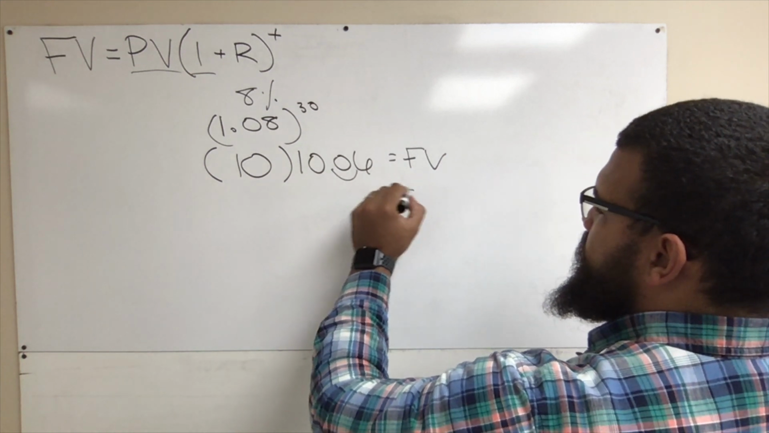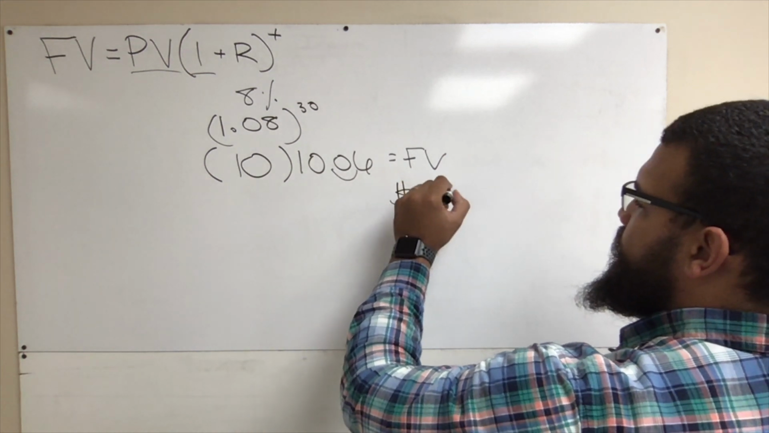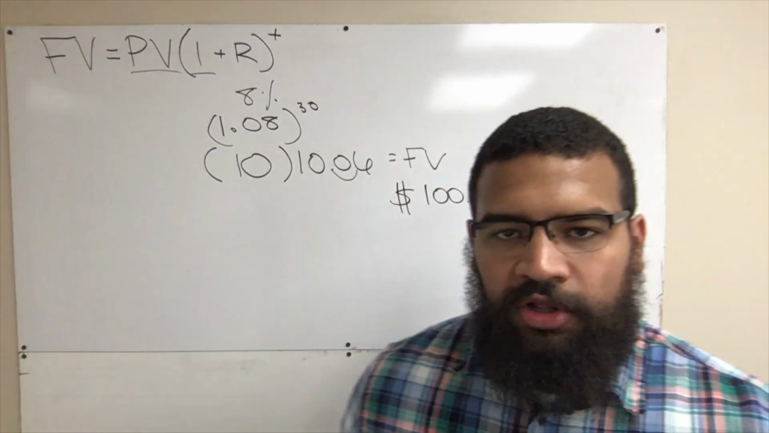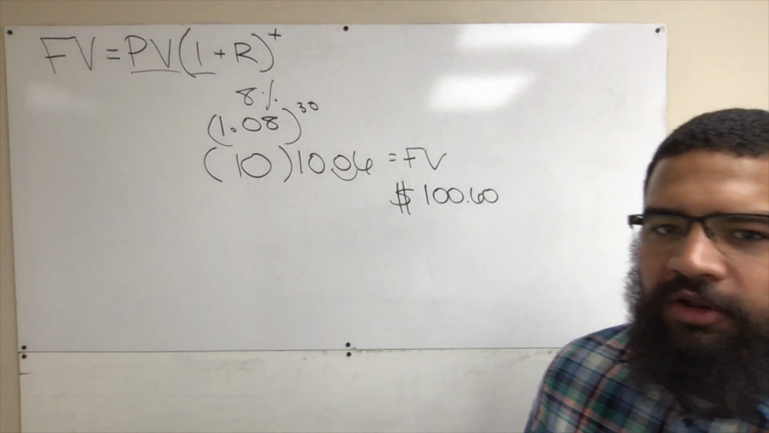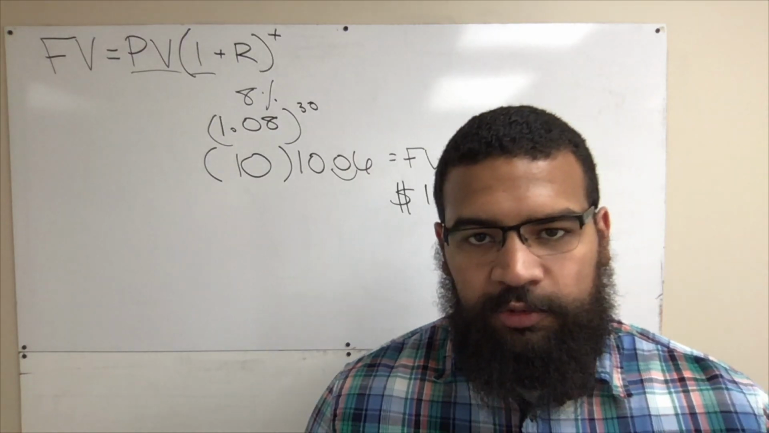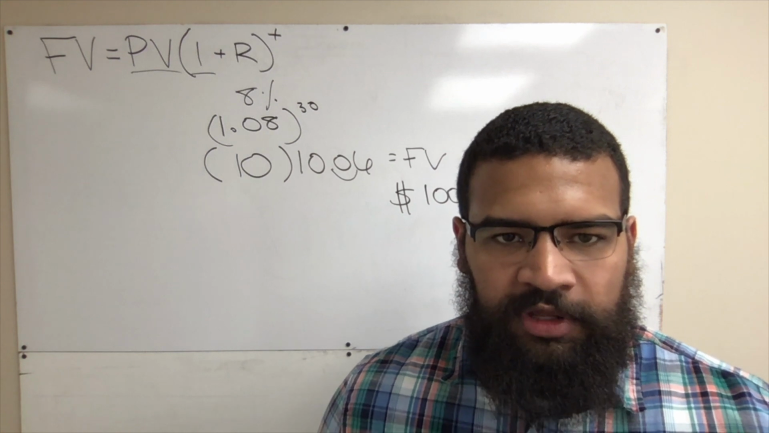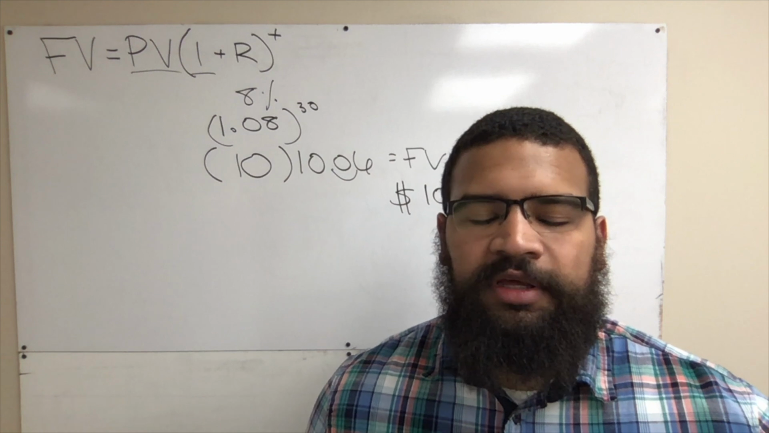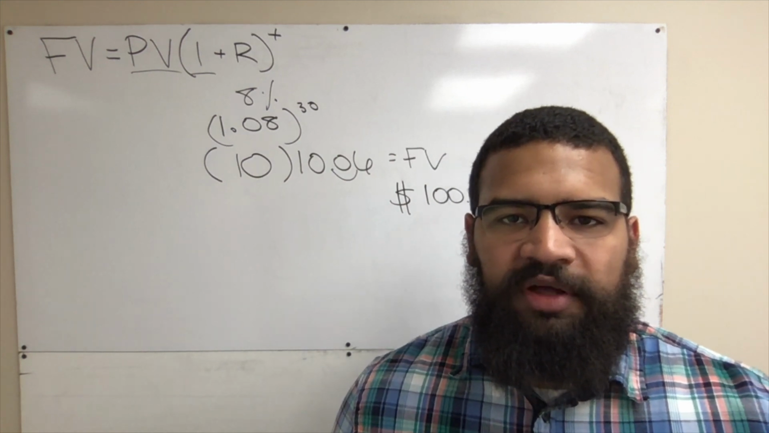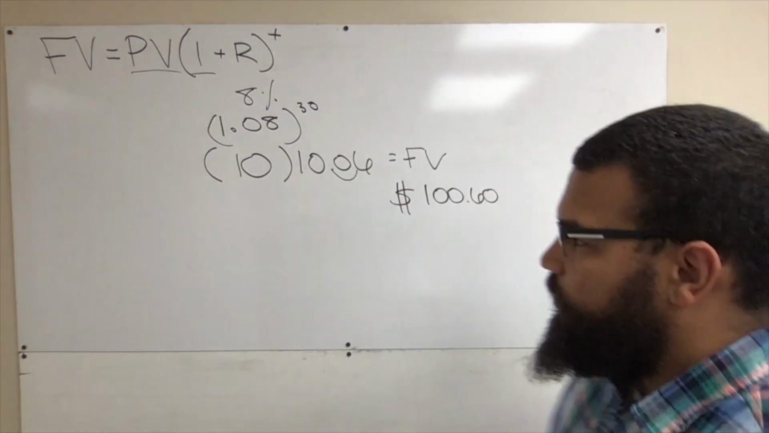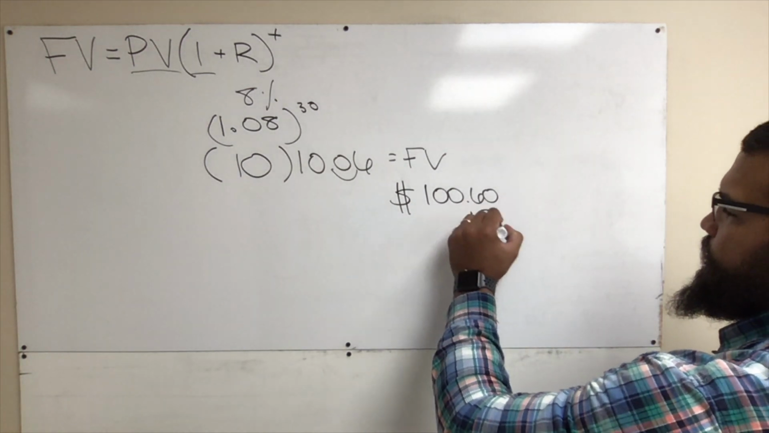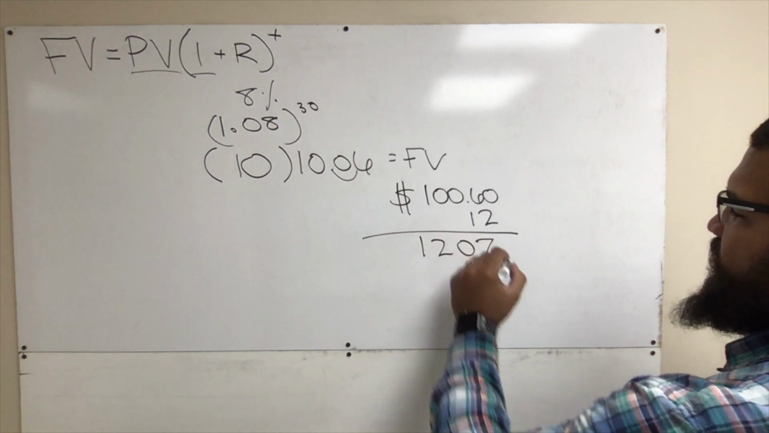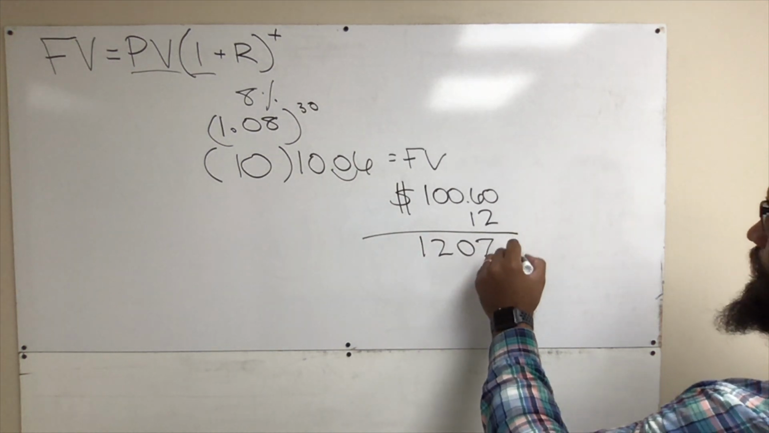So each month you spend $10, you're taking $100.60 away from your future self. So if you were to put that out 30 years, if you were to save that instead, then your $10 per month is $100, and then you could do that times 12, and you'd get $1,207.20.